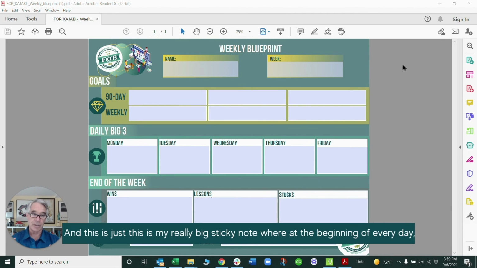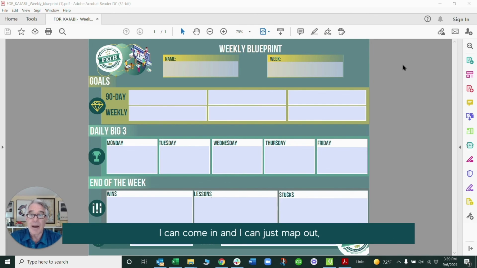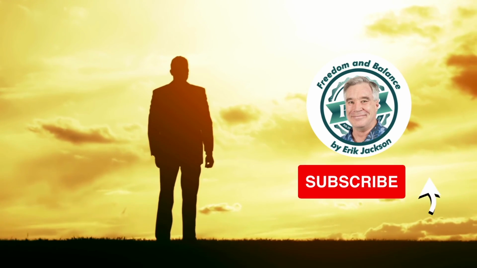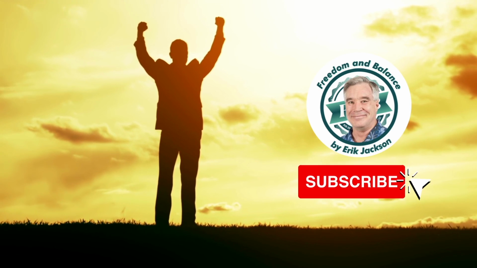And this is my really big sticky note where at the beginning of every day I can come in and map out, here's the 3 big things that I want to accomplish, and that if I get it done, it's a win for me this day.